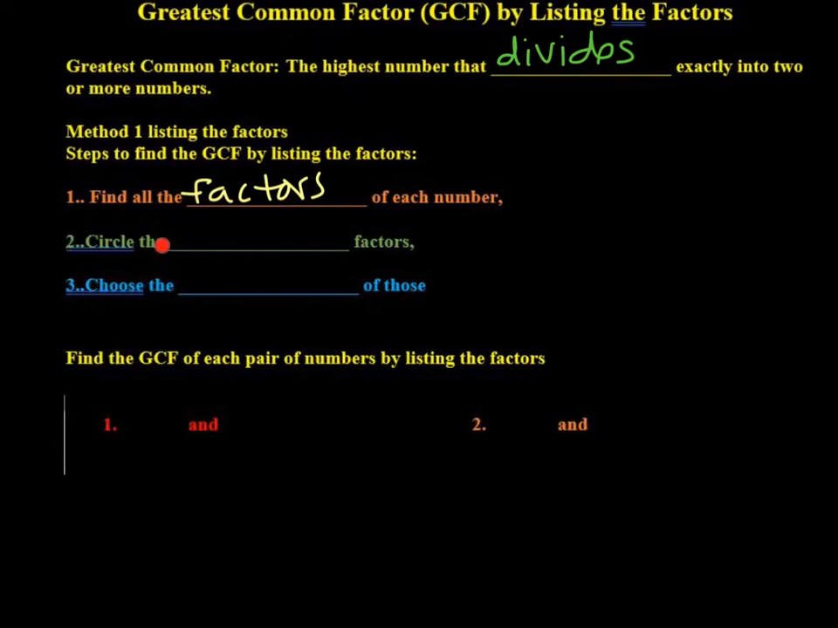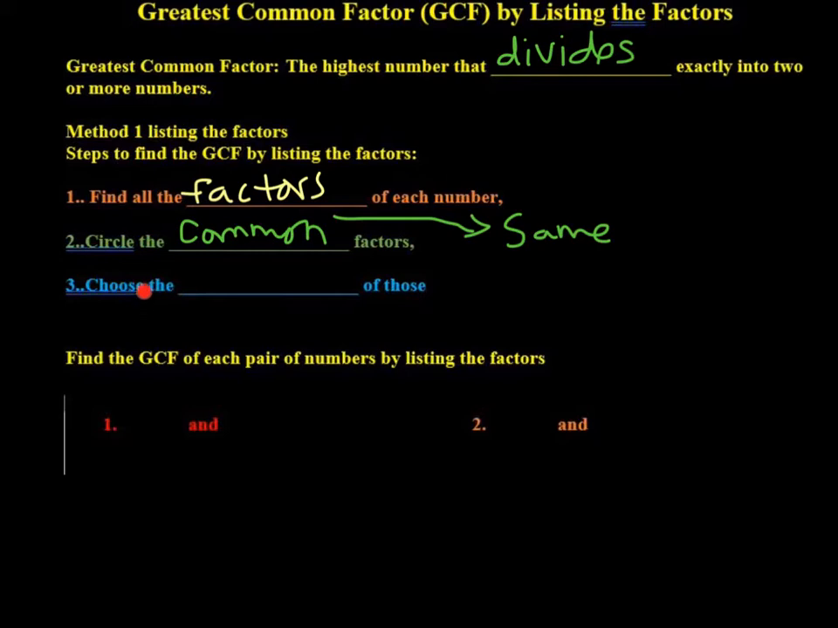Step number 2, I want you to circle the common factors. Common, I'm going to draw an arrow over here. The word common, if you don't know what common means, common just means same. So circle the common or same factors. And we just learned about what factor means last week. So if you need help, remember what does factor mean? Look at your notes last week to help you figure out.